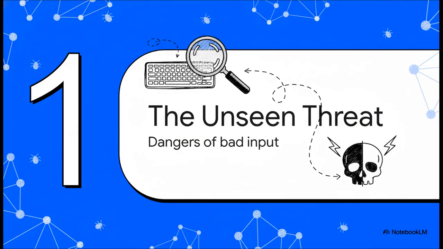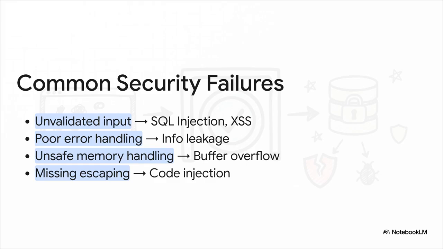So let's get right into it with the core of the problem, the unseen threat. This is all about how input that looks completely harmless can actually be the very thing that brings a system down. And you can really draw a straight line from cause to effect here. See, unvalidated input is the direct cause of some of the most catastrophic attacks out there, like SQL injection and cross-site scripting. If you have poor error handling, you're basically leaking secrets about your system.